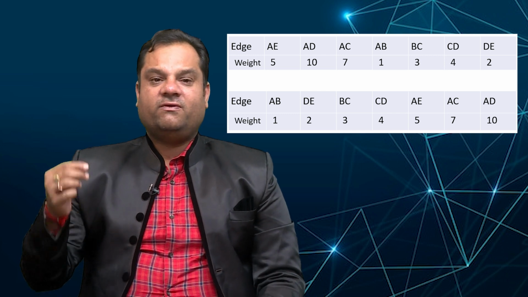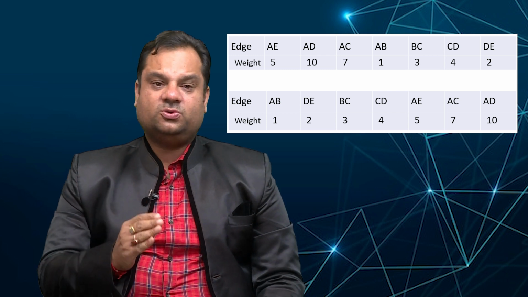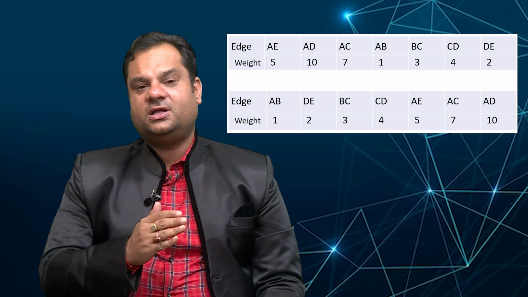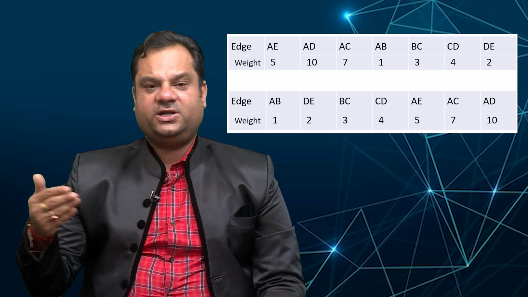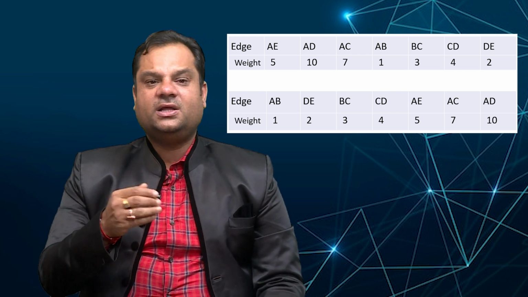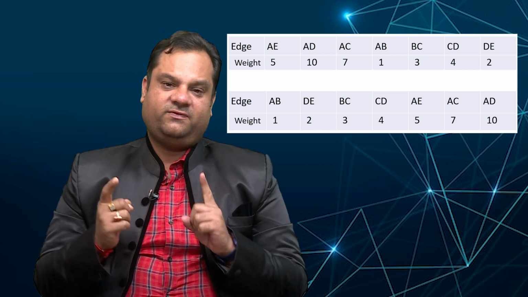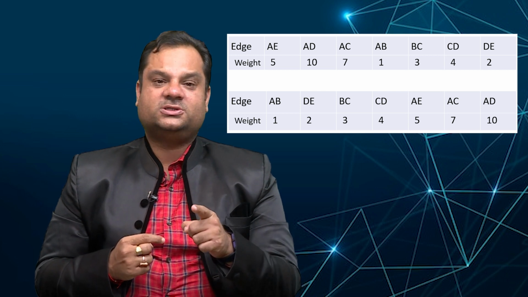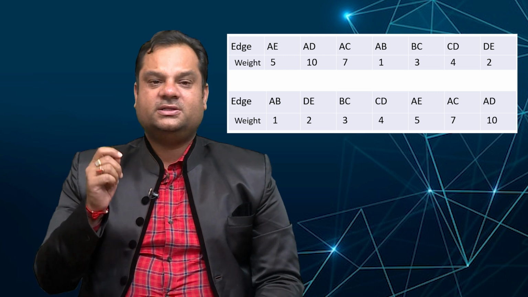The first step: we have to sort all the edges according to weight. The lowest weight will be first and the highest weight will be last. So as per the ascending order of weight, we list the edges in a second table. AB is first, with a weight of only 1. That's why we give first priority to AB, because the weight of the edge is only 1.